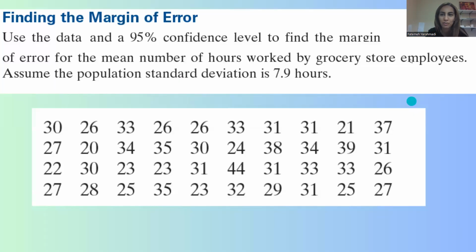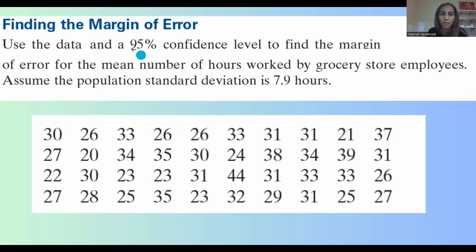So let's go back to the first example. The econ researcher who collected information about the number of hours that employees are working in the county. Question says, okay, now that we have this information, find the margin of error for us. Use the data and a 95% confidence level to find the margin of error for mean number of hours worked by grocery store employees. Assume the population standard deviation is 7.9 hours.